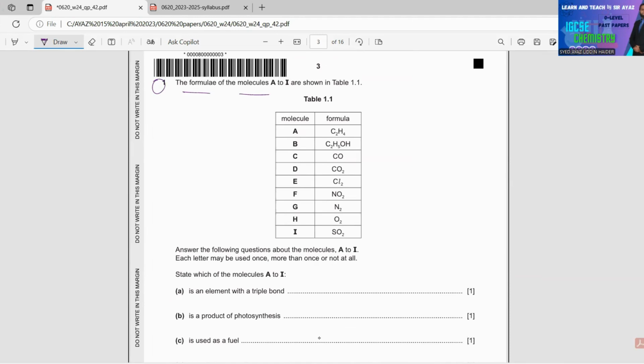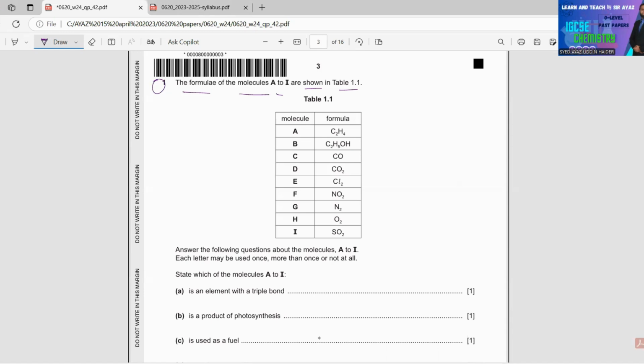The formulas of the molecules A to I are shown in table 1.1. A C2H4, B C2H5OH, C CO, D CO2, E Cl2, F NO2, G N2, H O2, I SO2. Answer the following questions about the molecules A to I. Each letter may be used once, more than once, or not at all. State which of the molecules A to I is an element with a triple bond.